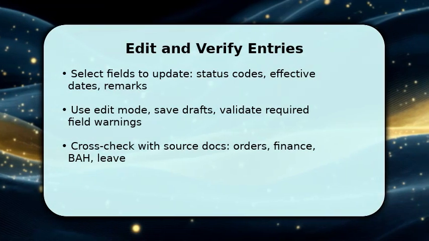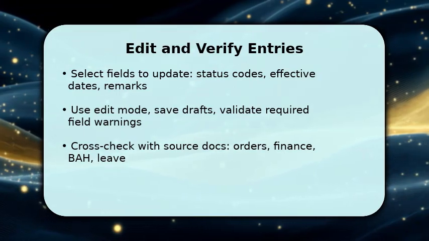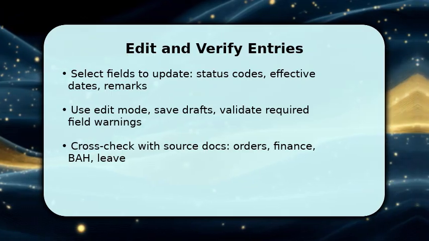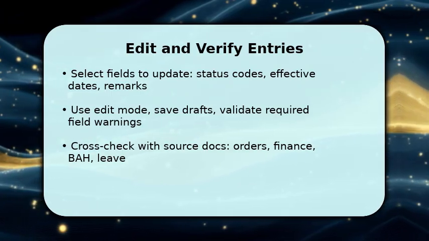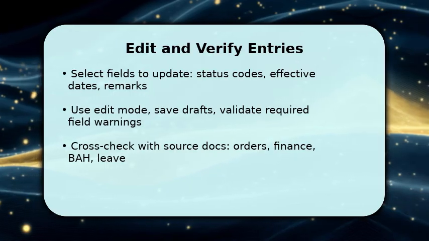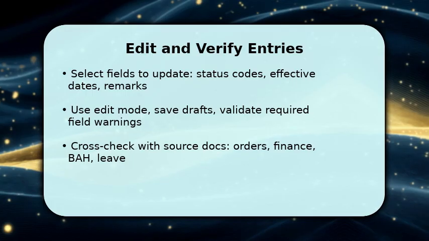You'll now enter edit mode and update the specific fields, status codes, effective dates, and any remarks that explain the change. As you type, use the save draft function frequently so you don't lose work. NSIPS will flag missing required fields, so address those prompts before final save.